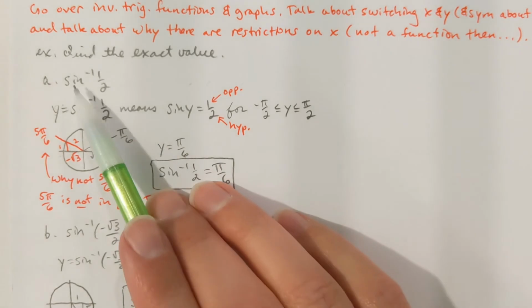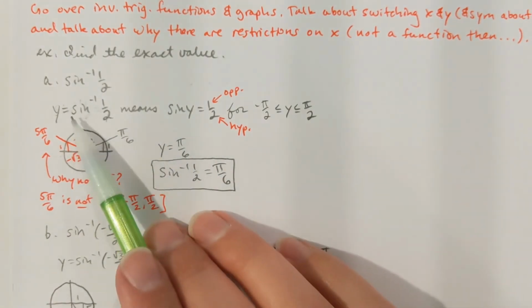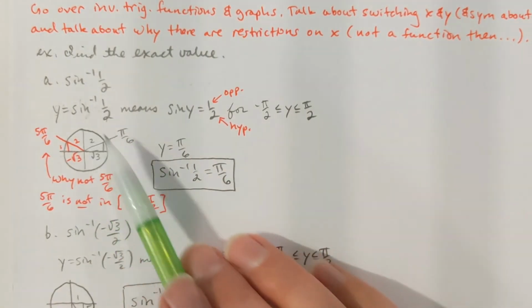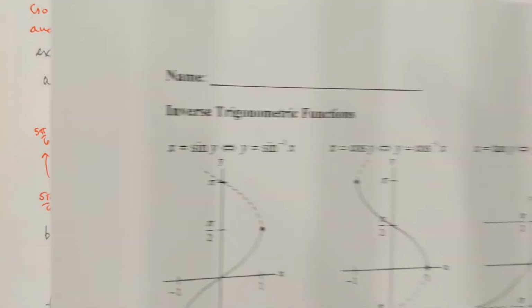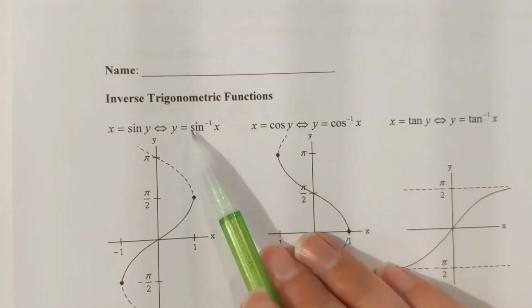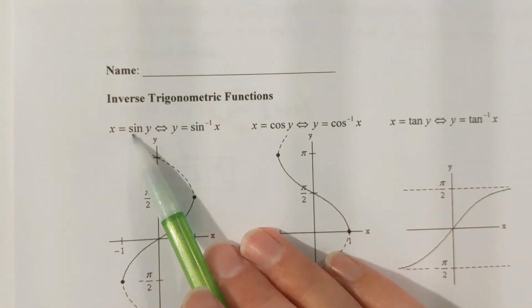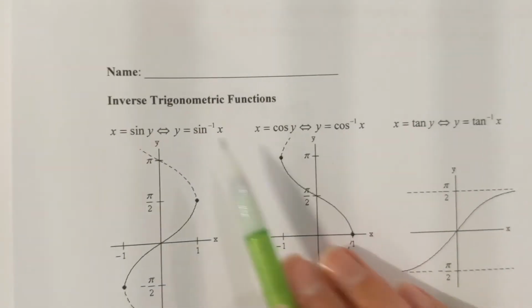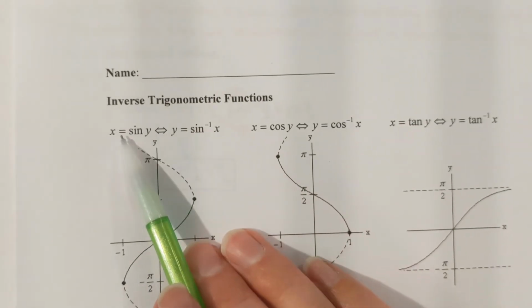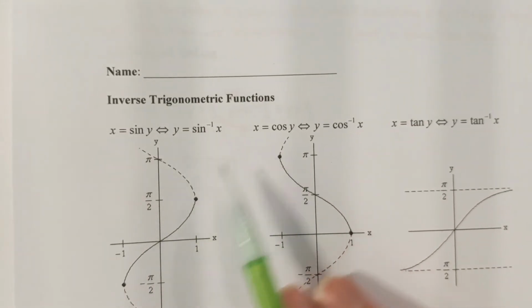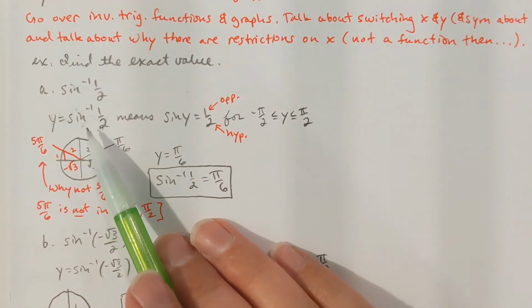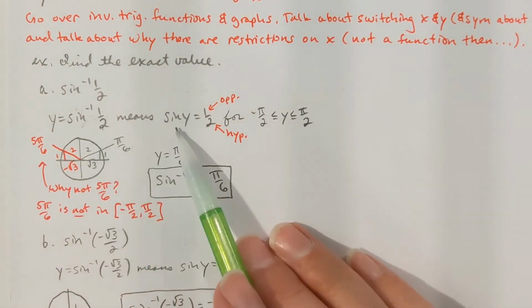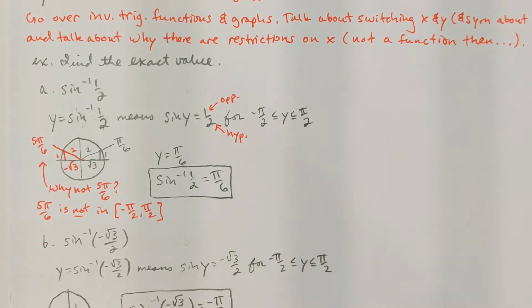Well, I'm going to call that y, and I've got to find y since y represents the value of sine inverse of 1/2. Now, y equals sine inverse of x means that x is equal to sine of y. This is an if and only if, so of course I can read it beginning to end or end to beginning, and both would be true here. So y equals sine inverse of 1/2 means that sine of y is equal to 1/2.